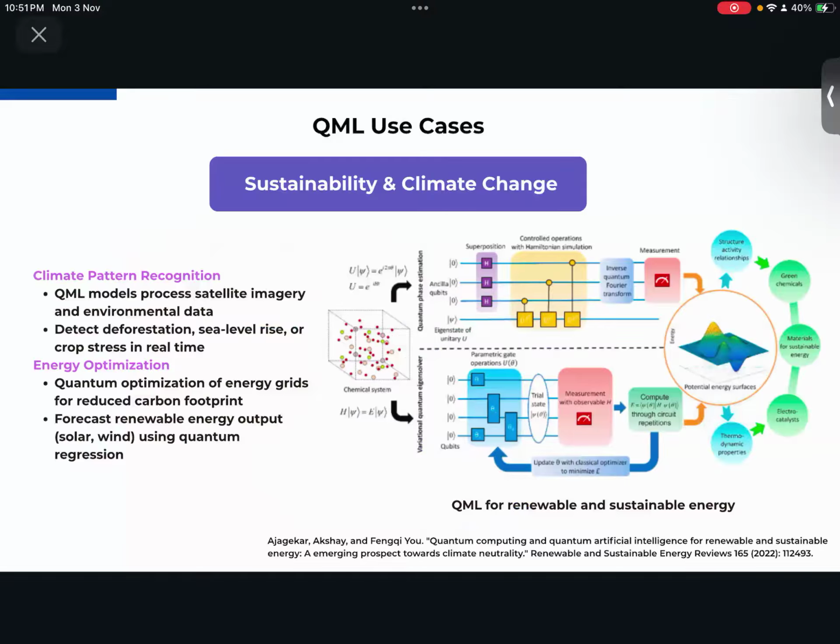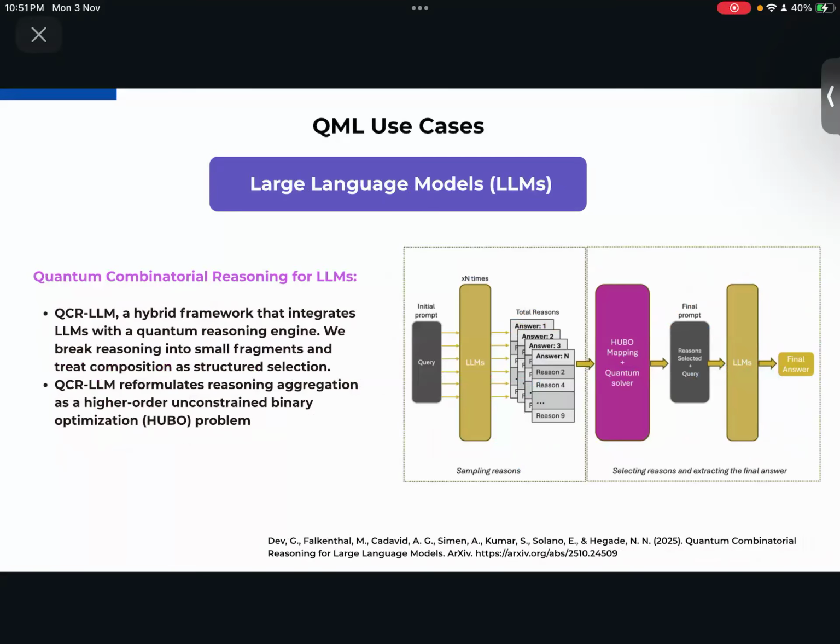We also have QML used for sustainability and climate change. There are several models that have been proposed for climate pattern recognition or energy optimization, for example, to optimize energy grids, to optimize solar energy and wind energy using quantum regression or quantum approximate optimization, also QUBO models.